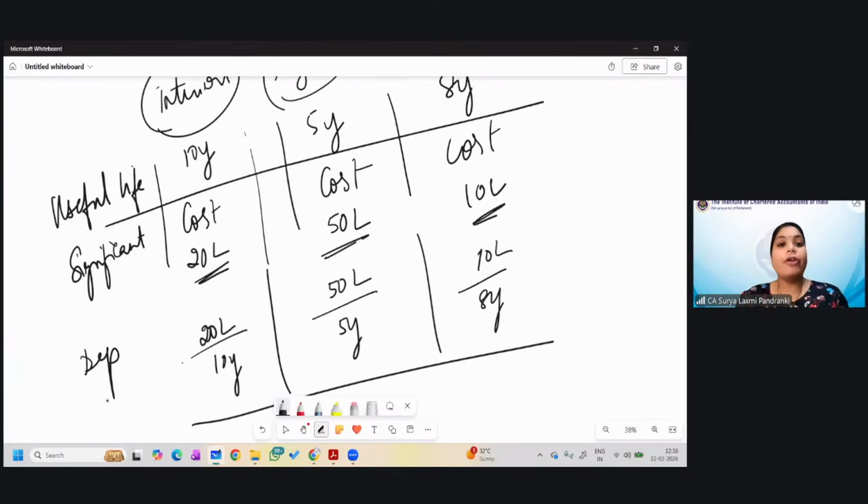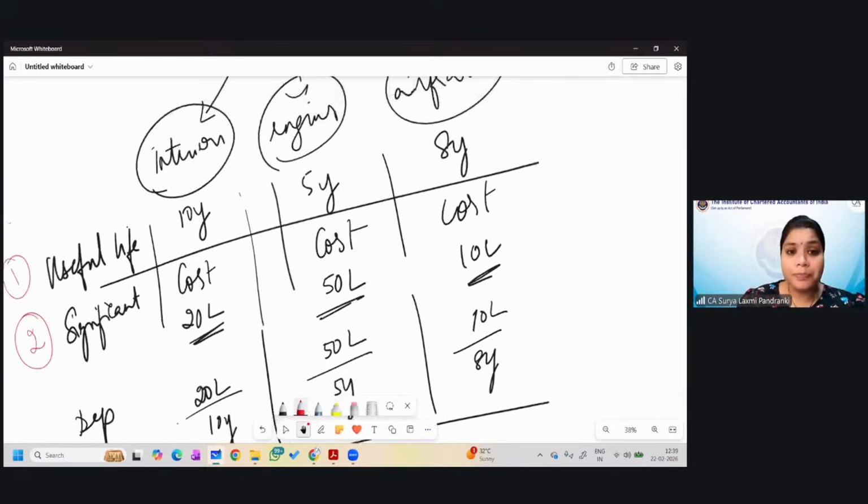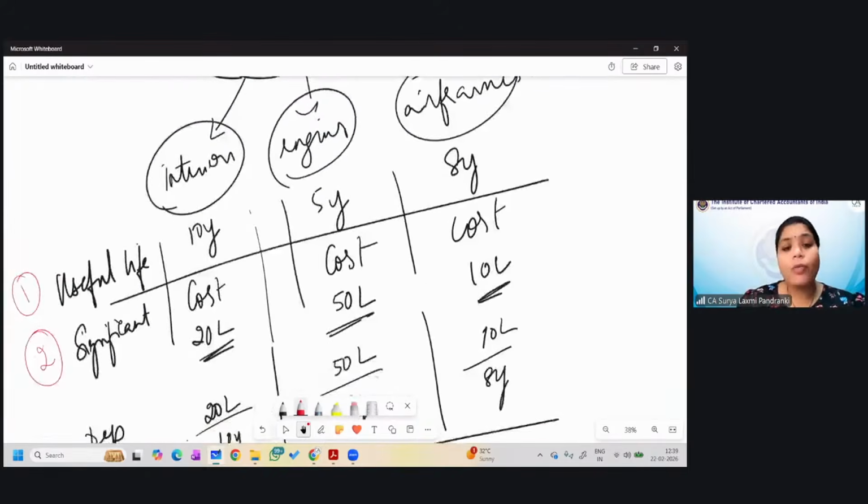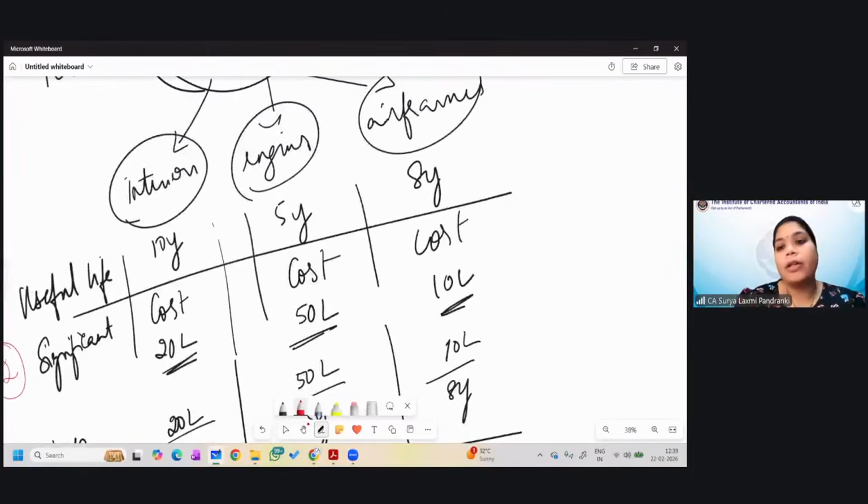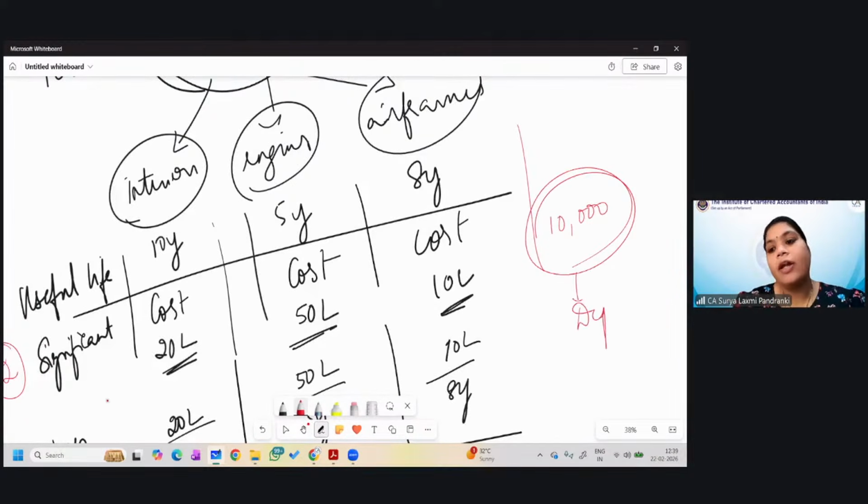So when there are significant components involved in a particular asset, those components have to be provided depreciation also separately, provided with two conditions. What is the first condition? That useful life has to be different and the amount also should be significant enough, right? What is insignificant? Now, for an aircraft costing you 1 crore, there is a component, let us assume some component, which is some 10,000. Do you think for this I will have to provide depreciation separately? Not needed.